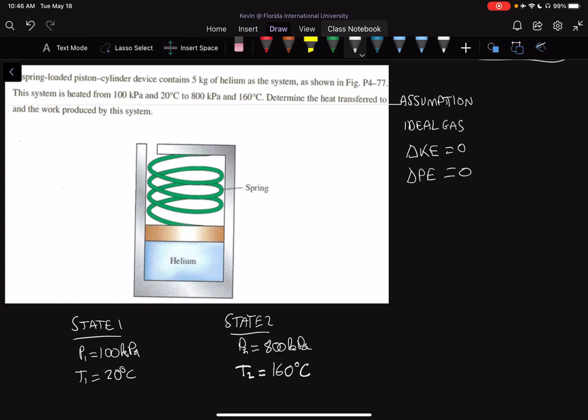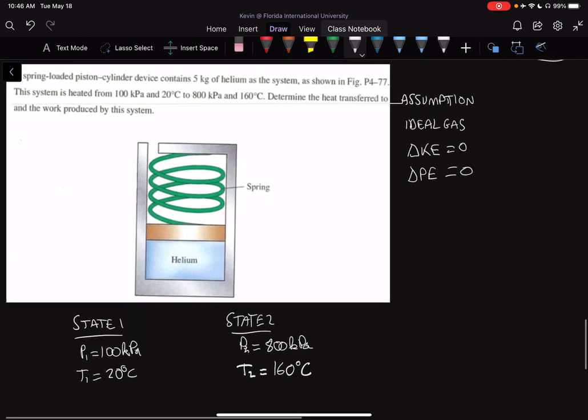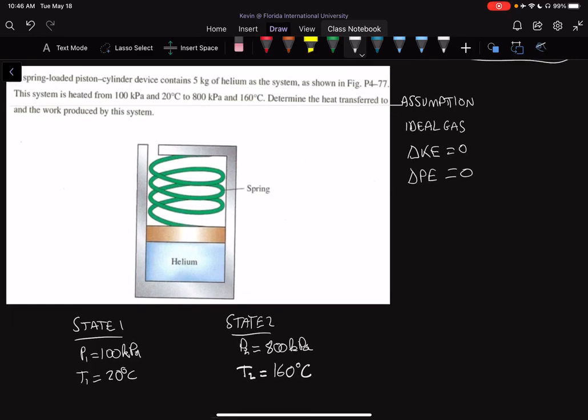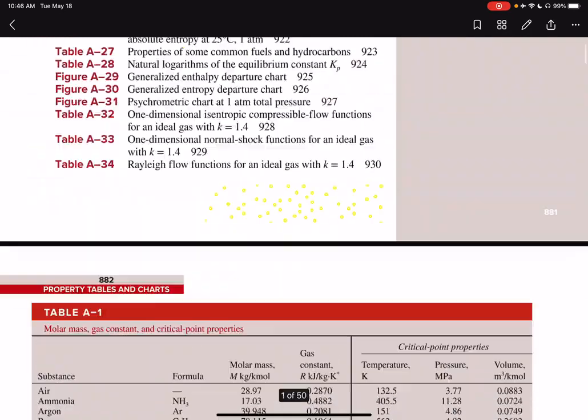Okay, so that's our information we're given. We also have that we can find now immediately because we know we're going to have to use it probably. We know we can go to table A1 and find R for helium. So if we go to table A1, we can go find R for helium.